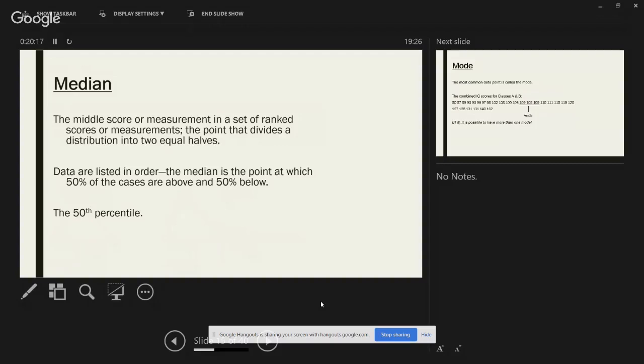So the median is the middle score or measurement in a set of ranked scores or measurements, the point that divides a distribution into two equal halves, and data are listed in order. The median is the point at which 50% of the cases are above and 50% are below, and it is also known as the 50th percentile. So this was a summary about median, what we already talked about.